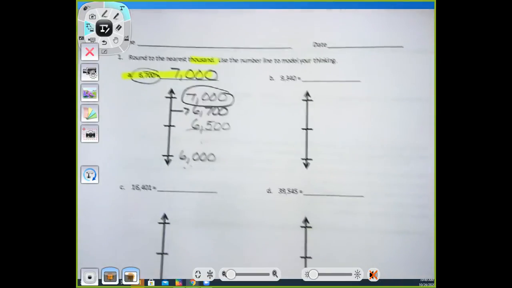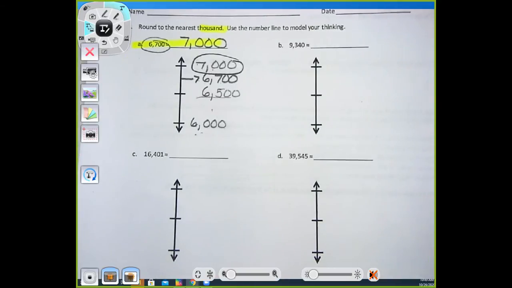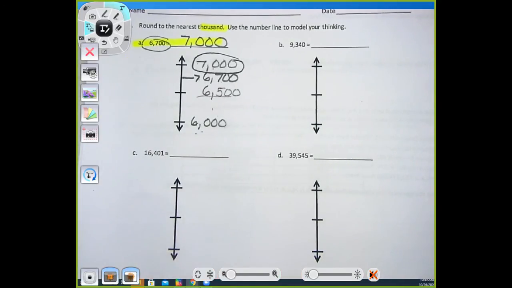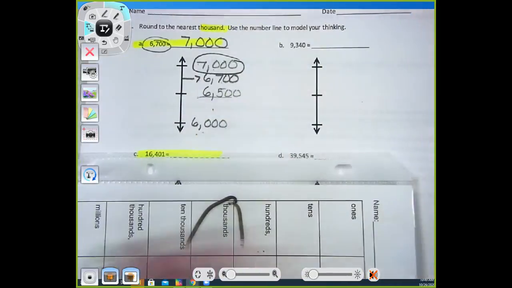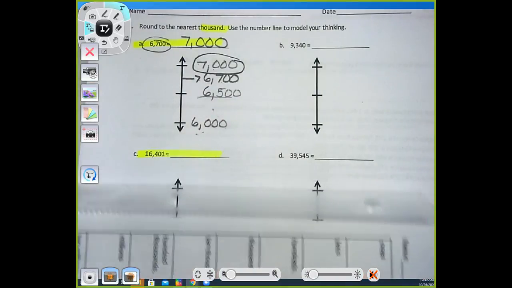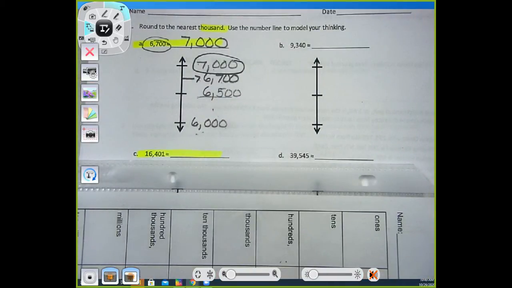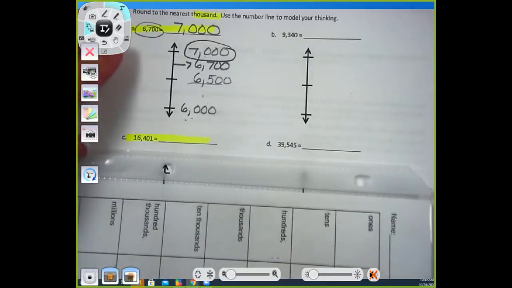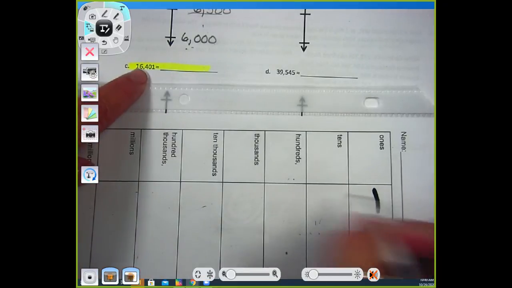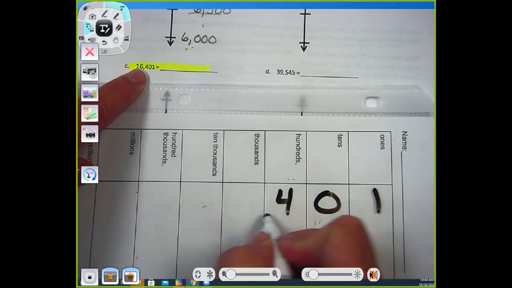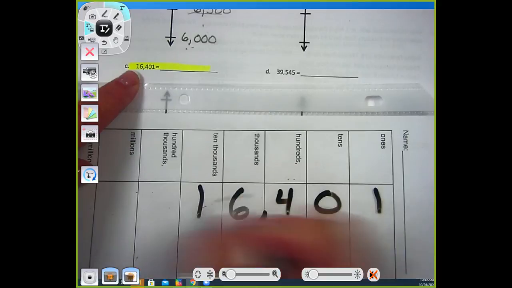Okay. Let's try another one. Let's go to C right here. Let's take our boards because we're still rounding to the nearest 1,000. Let's write this number because I need to know what place value is in the thousands. So I'm going to clear my sleeve and write it backwards: the 1, the 0, the 4, the 6, and the 1.